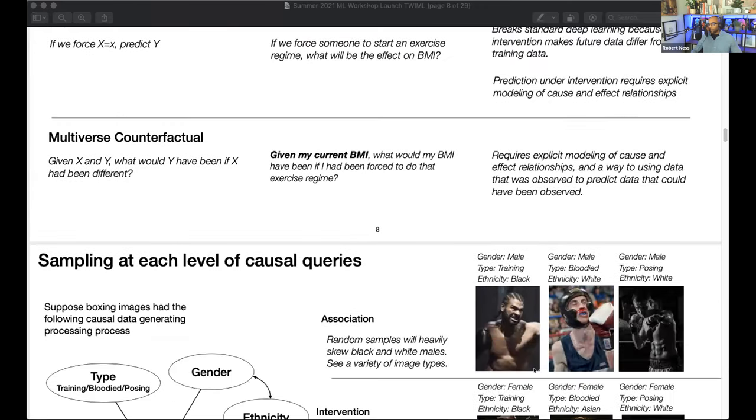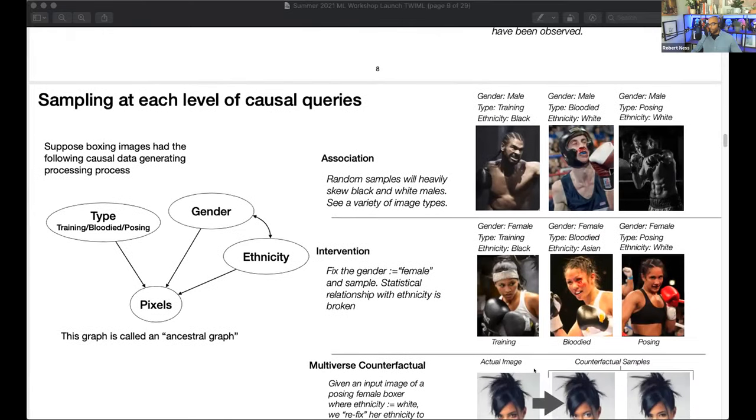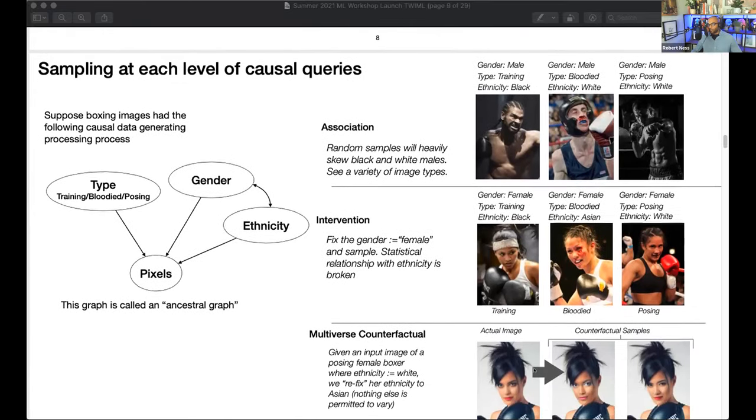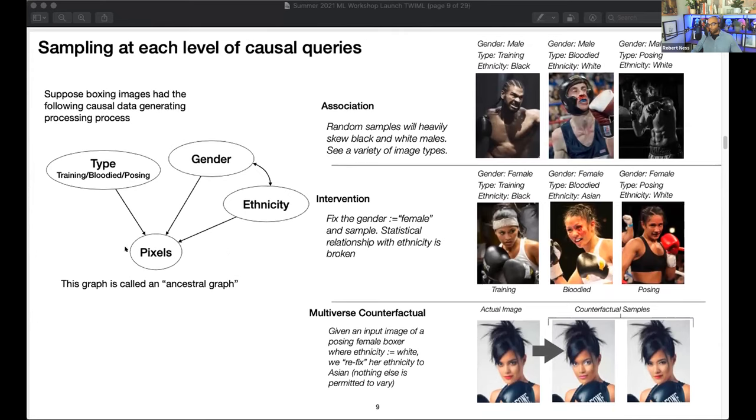So here's how this ladder might look in a computer vision problem. Let's suppose we had some kind of graphical representation of computer vision here, so that we have some images. We have a node here that's like a multi-dimensional tensor for pixels, and some latent variables here for the type of image that we're taking. So a boxer who's training, a boxer who's bloodied, and a boxer who's posing, the gender of the boxer, and the boxer's ethnicity, and maybe there are some background variables here that we're not representing explicitly.